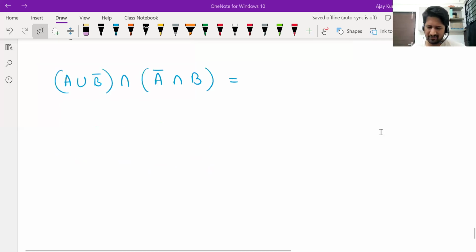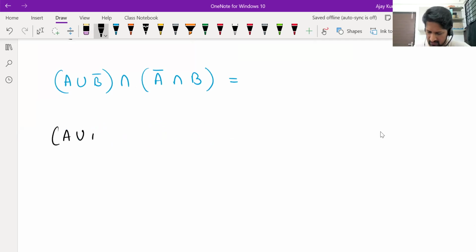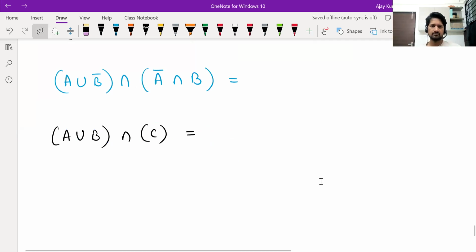Okay. Tell me this first. How do you express A union B whole intersection C? Or how do you simplify this? See, A union B means it should be in either A or B or in both. And intersection C means it should also be in C.